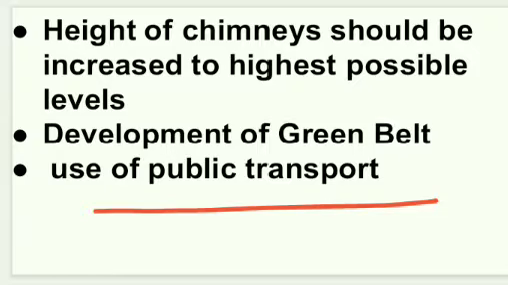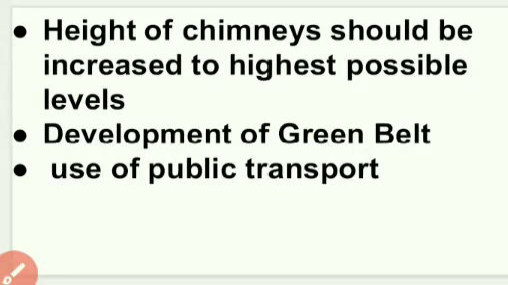Let us recall the air pollution controlling measures. First, we need to avoid burning of firewood, charcoal and garbage. Secondly, we should use renewable energy resources. Third, there must be strict implementation of pollution control laws. Next, we should increase the height of the chimneys of the industries. Then we should develop green belts, and in the end we have to use public transport. So these are some of the air pollution controlling measures. This is all about air pollution.